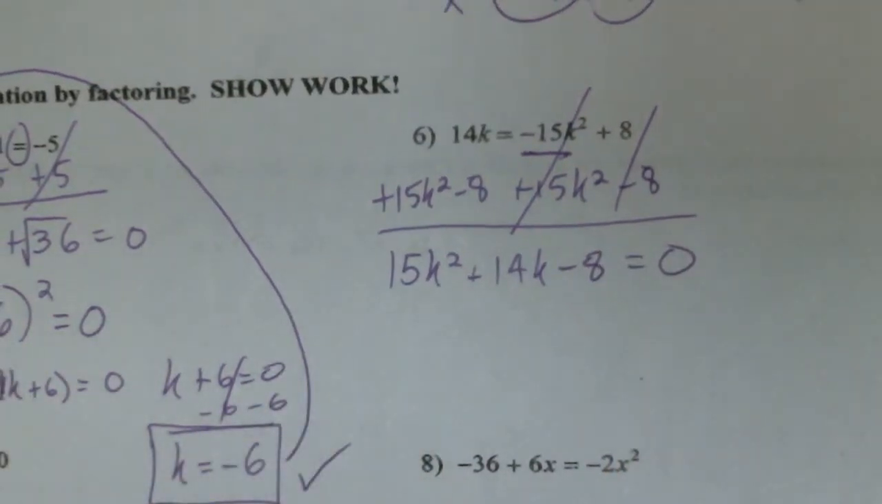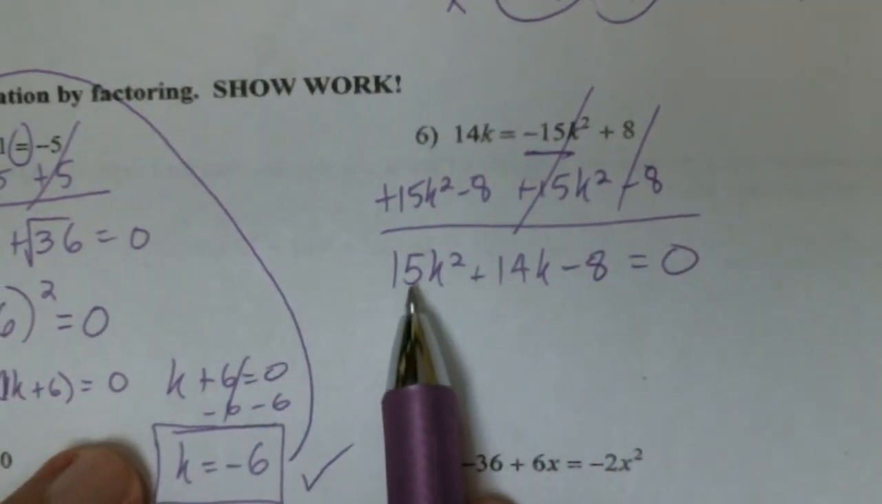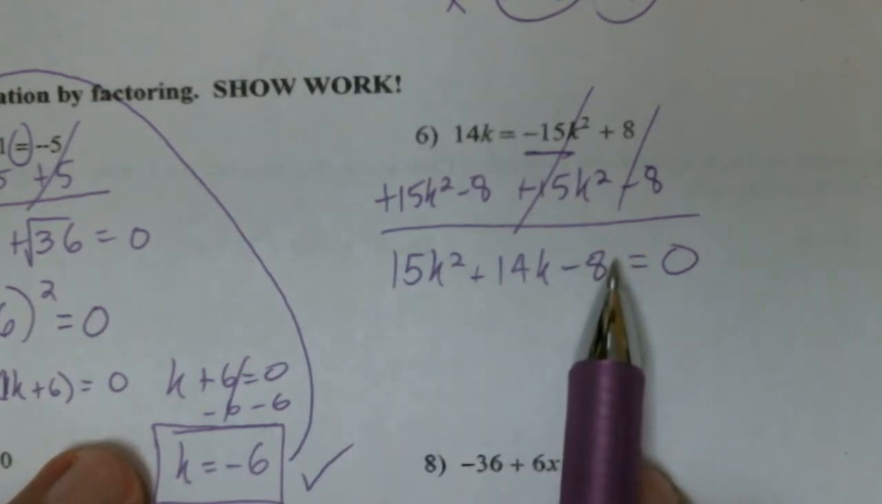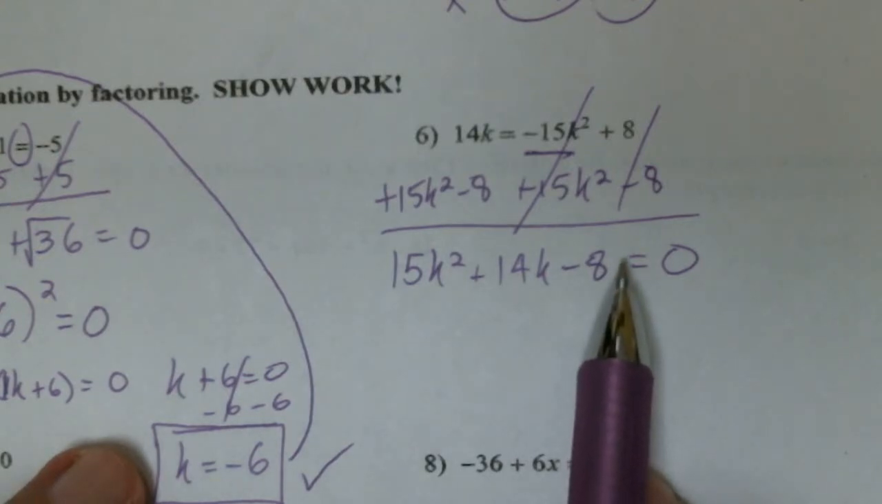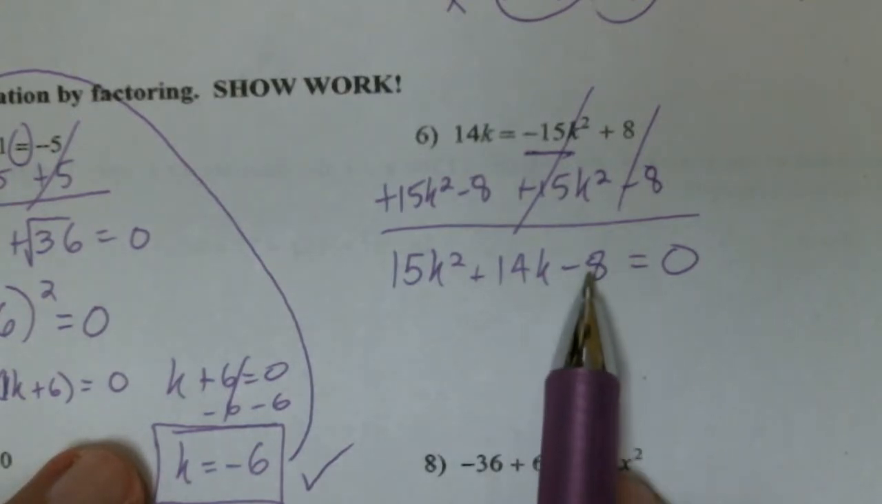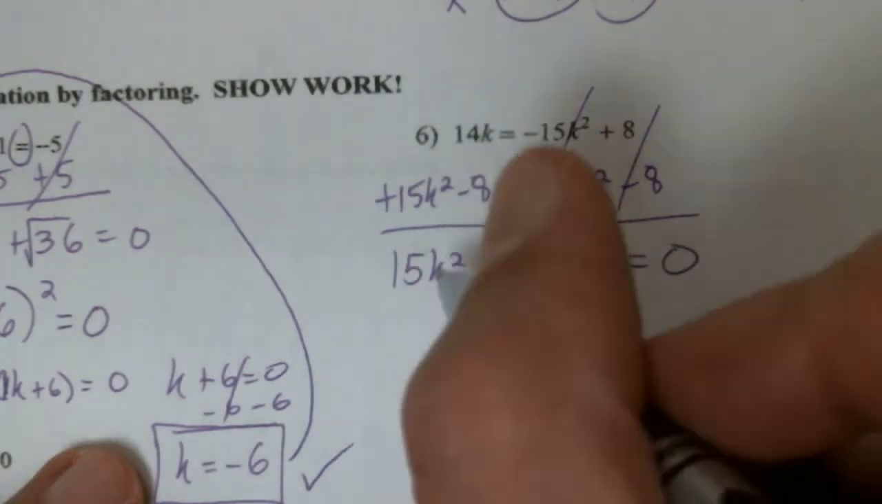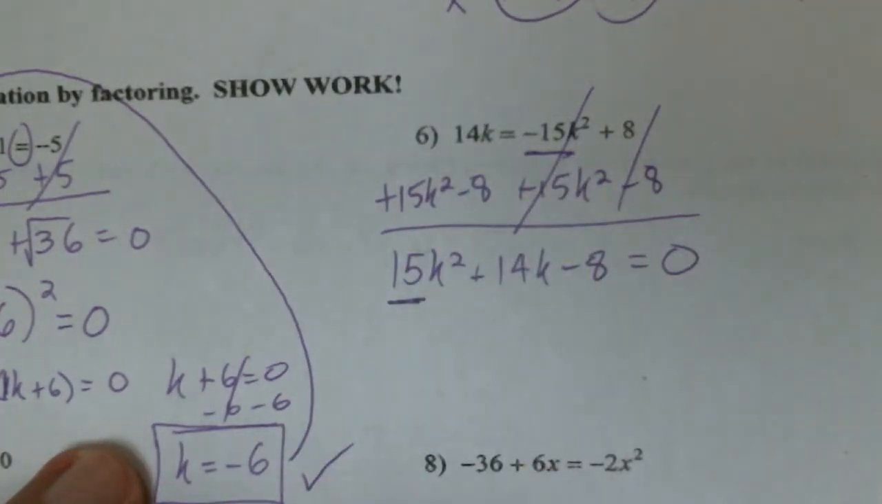Okay, how do I factor this? GCF? No, nothing that goes into both 15 and 8. It's not a special case because neither the front nor the third term are perfect squares. Can I factor when a is 1? What are the factors of 8 to add to 14? No, I can't do that because this term, that guy right there, is not 1.